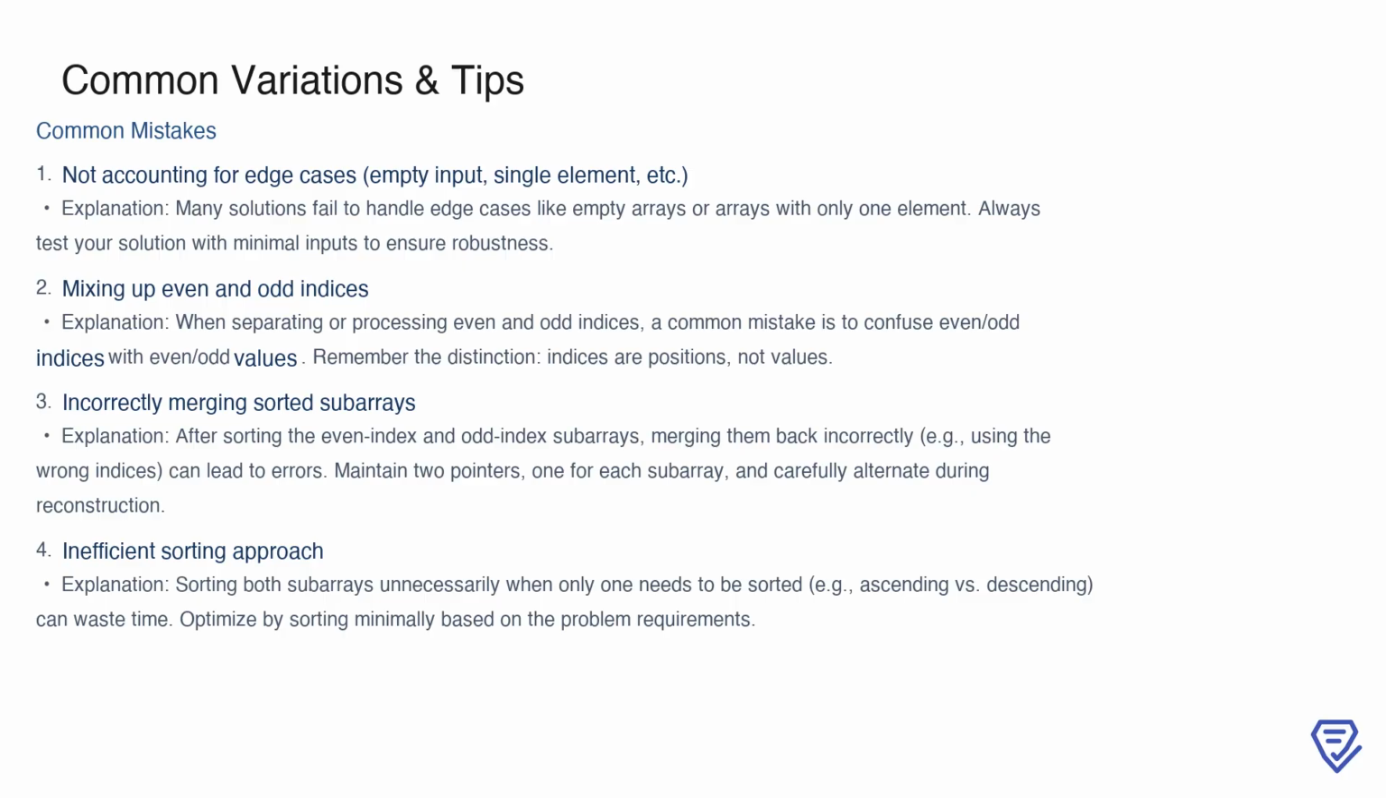Additionally, errors often arise when merging the sorted subarrays back together. Using the wrong indices or not alternating correctly can lead to incorrect results. A good approach is to use 2 pointers, one for each subarray, and carefully alternate between them during reconstruction. Finally, inefficiencies in sorting can sneak in. For instance, sorting both subarrays when the problem only requires one to be sorted in a specific order wastes time. Always aim to optimize your sorting logic based on the requirements.